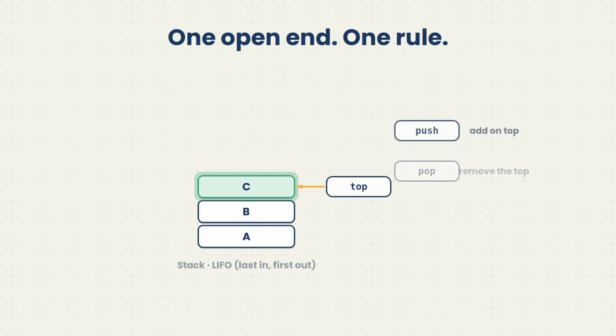A stack is a collection where you only ever touch one end, called the top. It follows a simple rule: last in, first out, or LIFO. The most recently added item is always the first one to come out. There are really just three operations: push to add an item on top, pop to remove the top item, and peek to look at the top item without removing it.